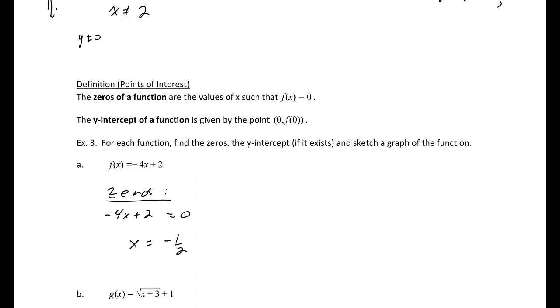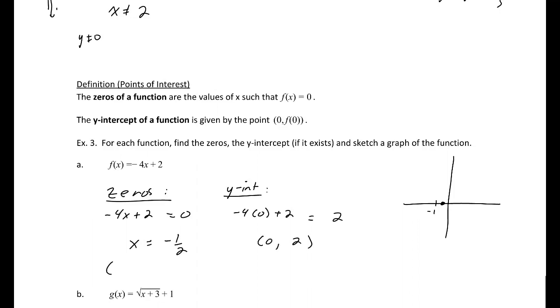So we have an x-intercept at negative 1/2, 0, which we're going to sketch. At negative 1/2, let's just call this point 1, or negative 1. There's our x-intercept. Now to find our y-intercept, we'll evaluate this at 0. So negative 4 times 0 plus 2 will be a value of 2, so we have the point 0, 2. Just like over here, it's negative 1/2, 0.